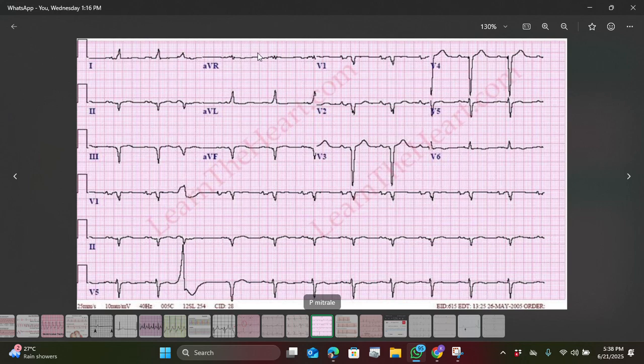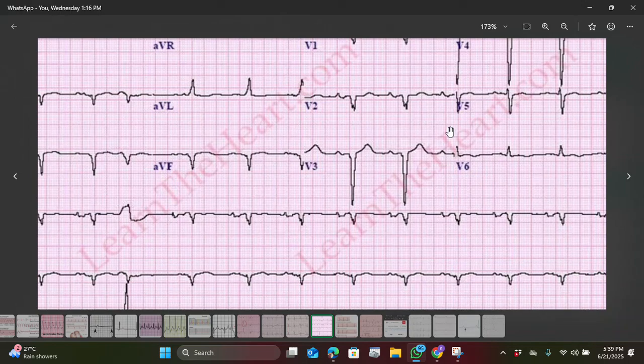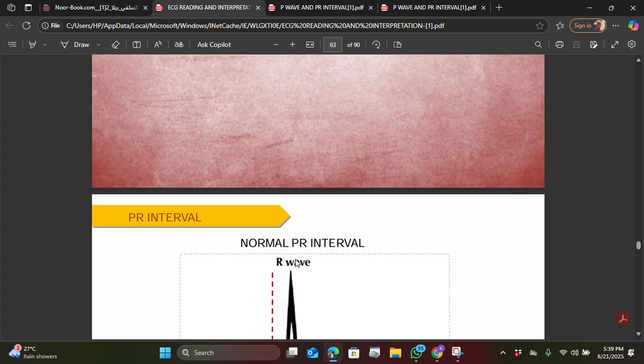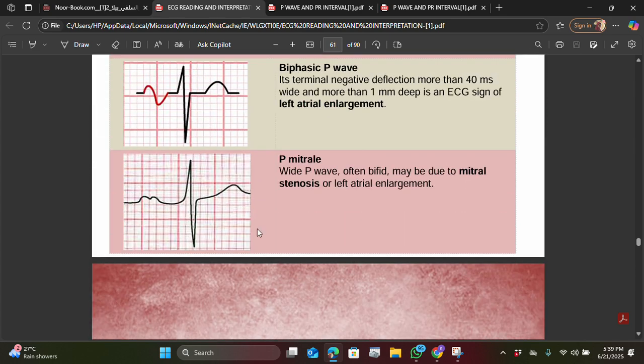And okay, this is P mitral. Let's do P mitral. For P mitral, most times you're going to see something like an M. If you check this place, you will see that there's something like an M in this. Can you guys see what I'm trying to show you? This M-like wave, yes.